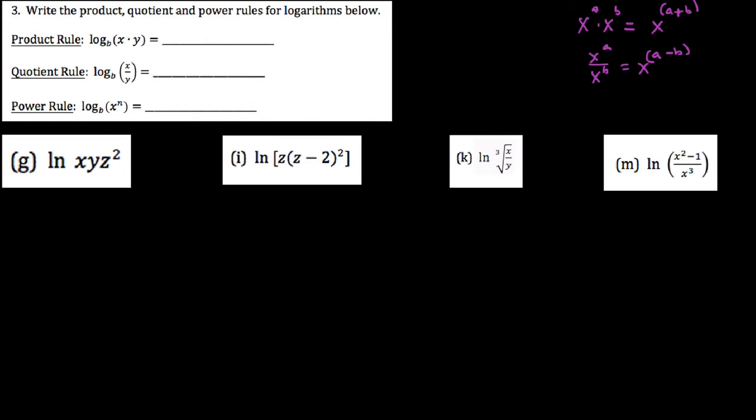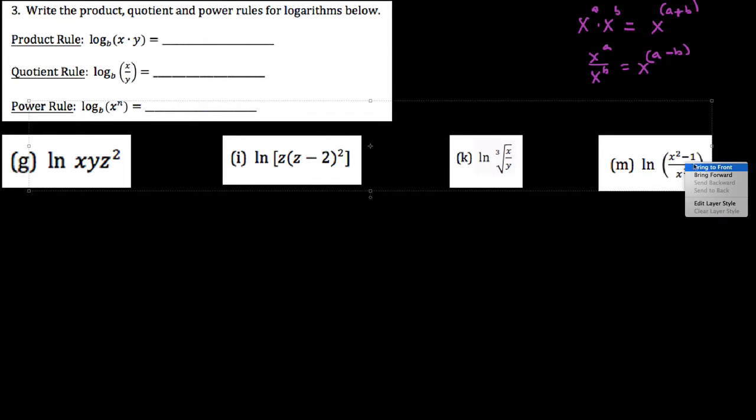Let me see if I can write on top of this. Okay. Fix this guy really quickly here and bring it to the front. All right. No, not yet. Let's try this again. That's better.